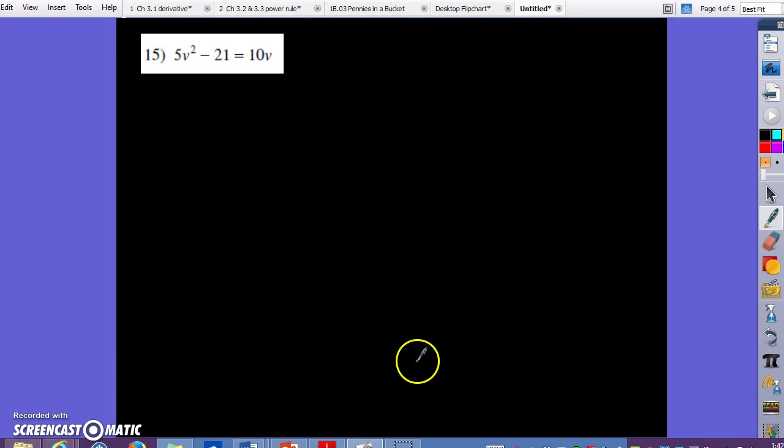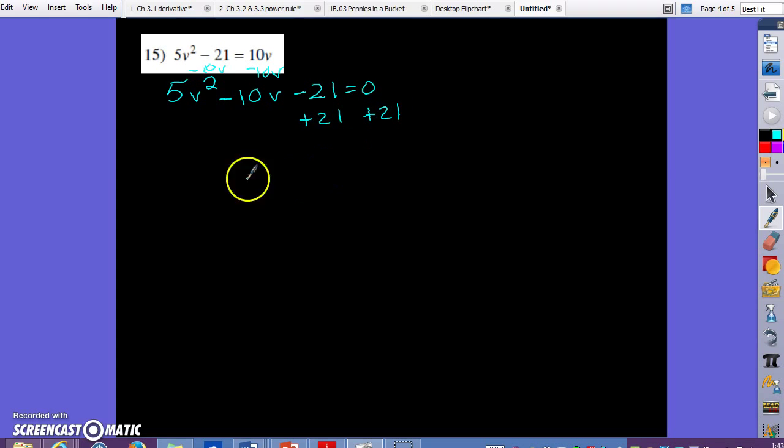Okay, so this one's different because it has the 5 in front. So first we're going to set this equal to 0. So I'm going to move this 10 over. So I have 5v squared, I'm going to subtract the 10v from both sides. So I'm going to put this in order. So minus 10v minus 21 equals 0. As always, I need to get the constant by itself. So we have 5v squared minus 10v plus, not my plus blank, sorry, I got ahead of myself, equals 21.